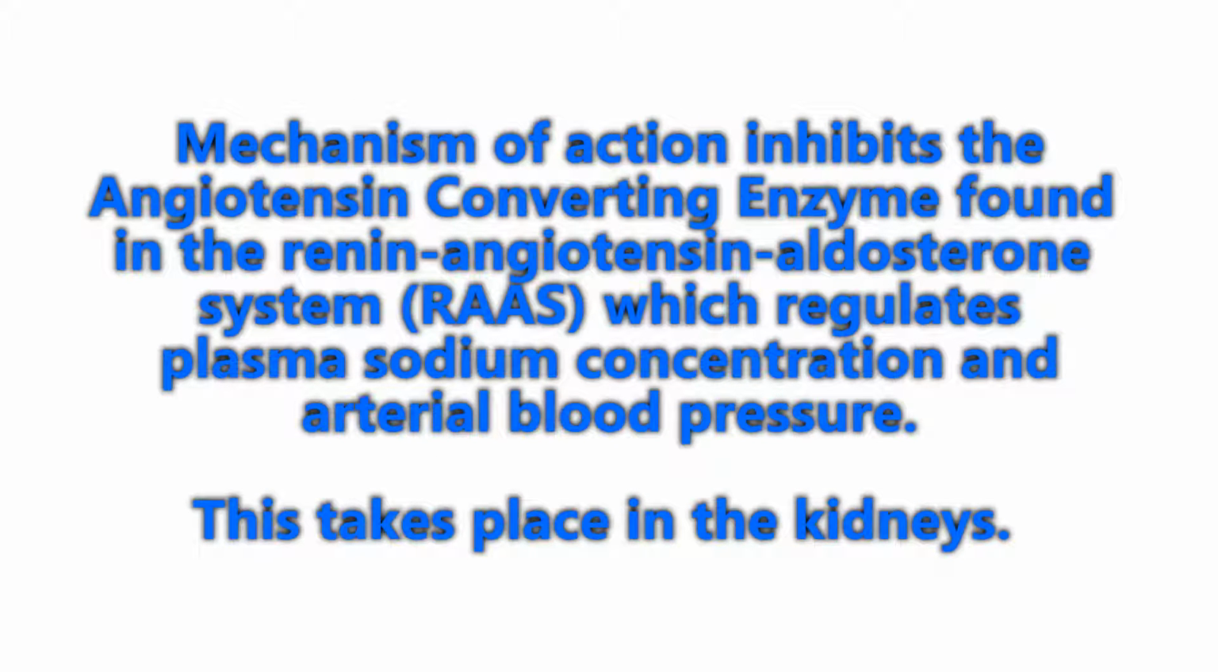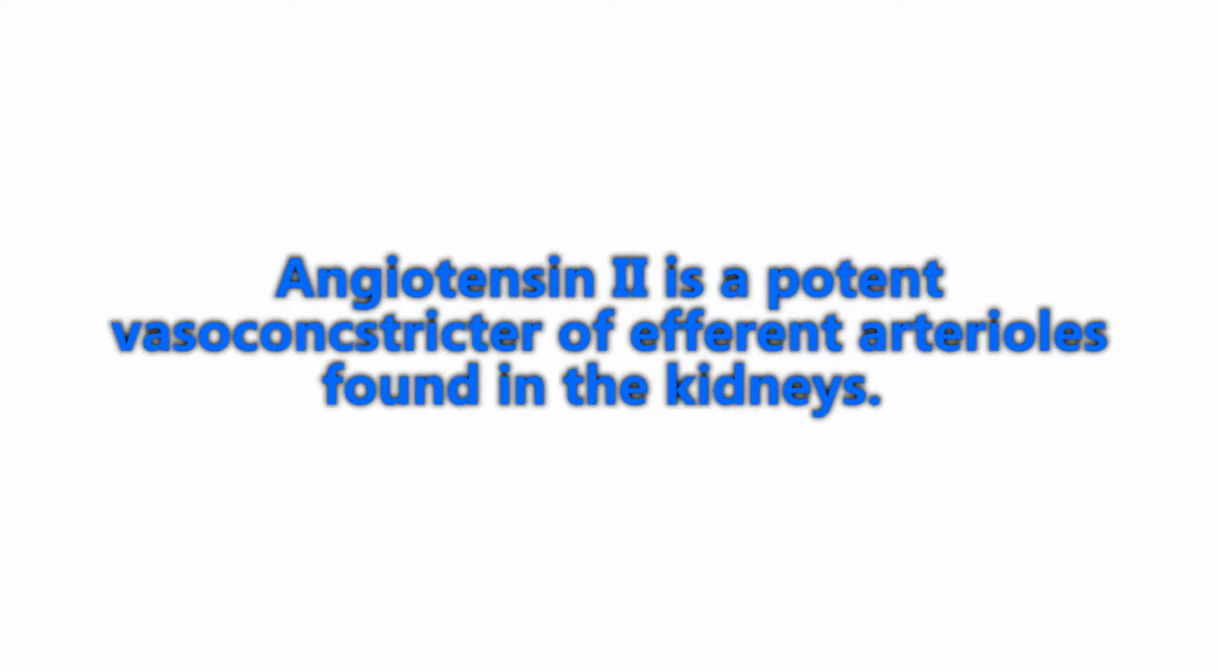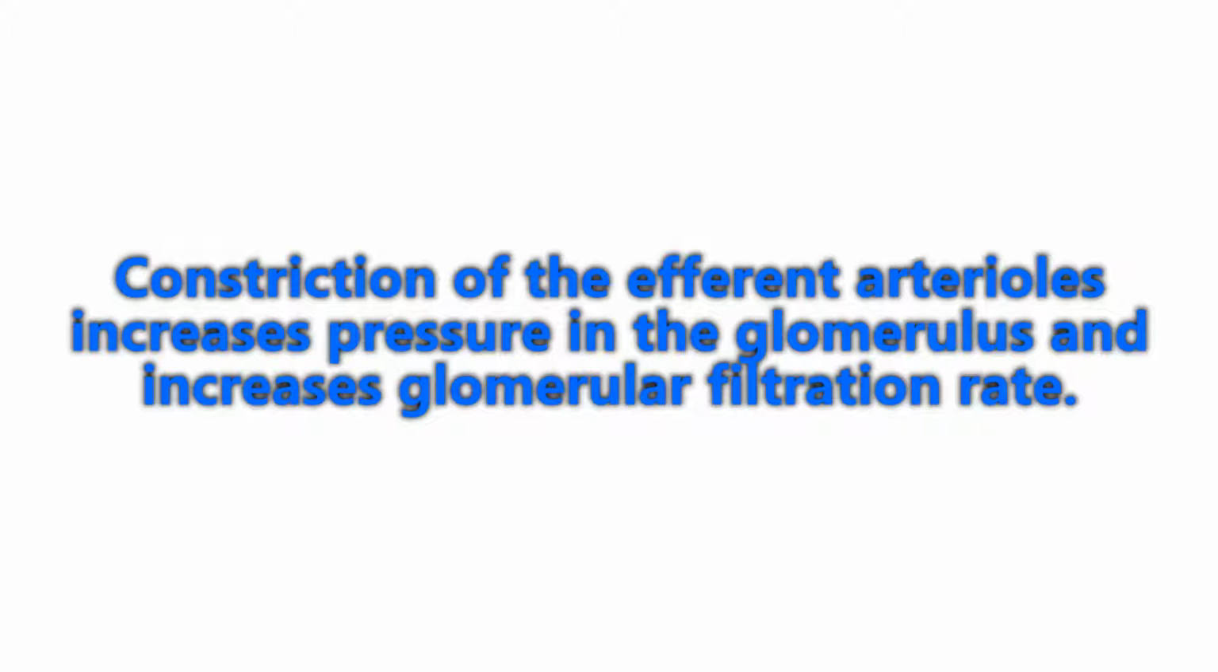The mechanism of action for ACE inhibitors, as the name says, is that they inhibit the angiotensin converting enzyme, which is in the renin-angiotensin-aldosterone system, or the RAAS system, which regulates plasma sodium concentration and arterial blood pressure. This takes place in the kidneys. Angiotensin I is converted to angiotensin II by the angiotensin converting enzyme. Angiotensin II is a potent vasoconstrictor of the efferent arterioles found in the kidneys. Constriction of the efferent arterioles increases pressure in the glomerulus and increases glomerular filtration rate.